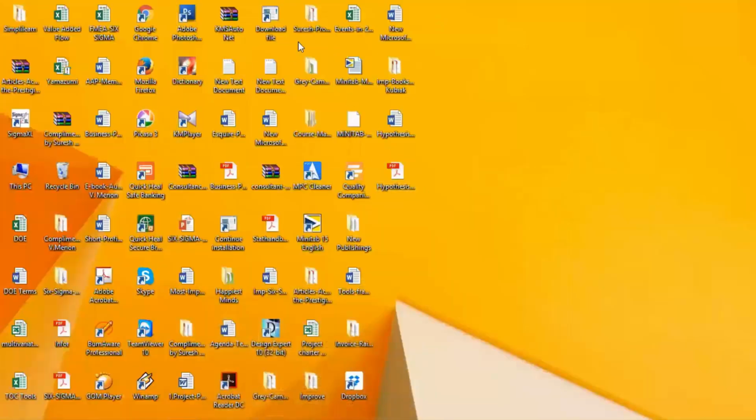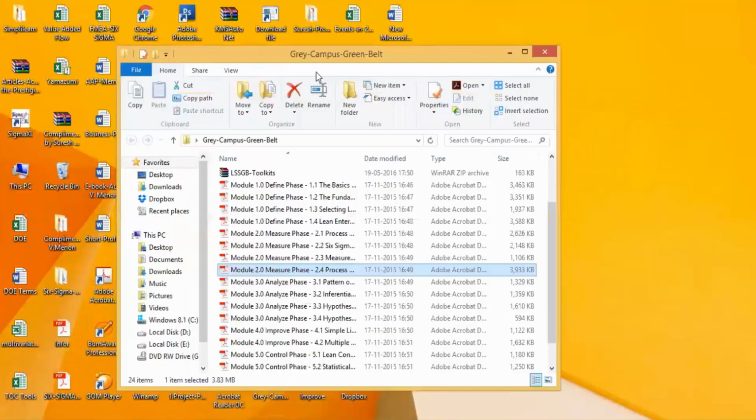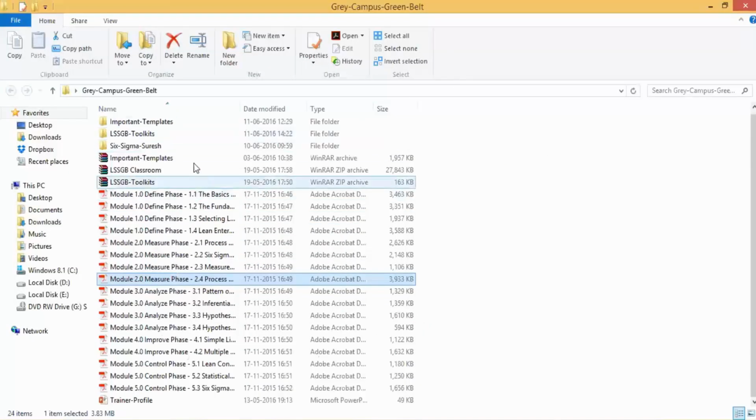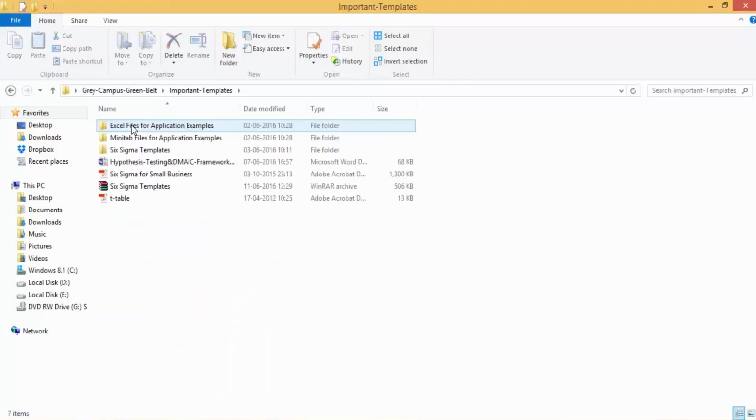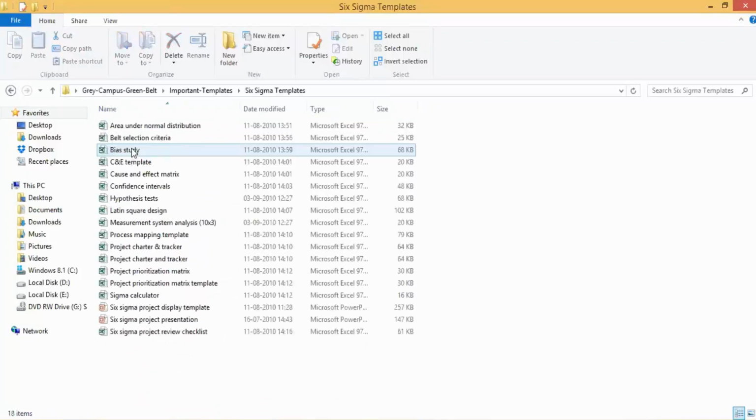I'll show you one example. Click on this. These templates I've shared with you. Okay, measurement system analysis, Excel sheet. This is an Excel sheet.